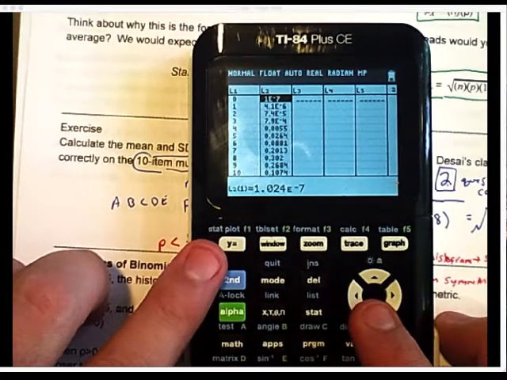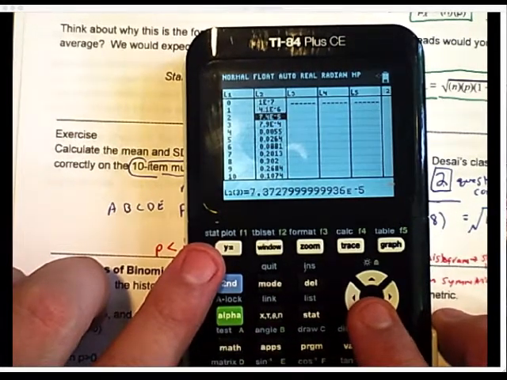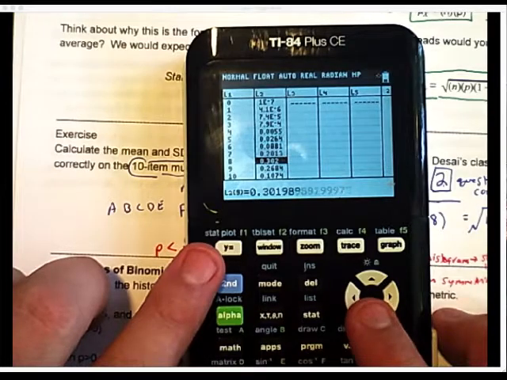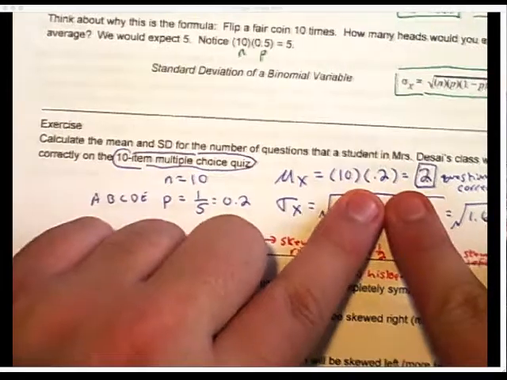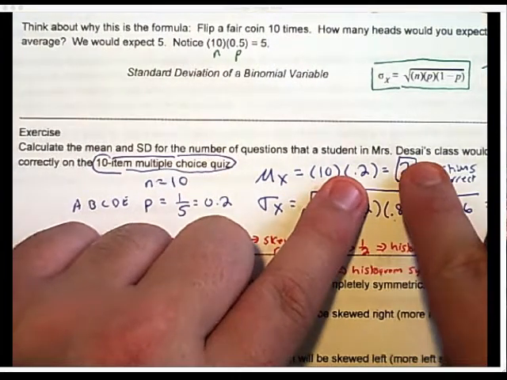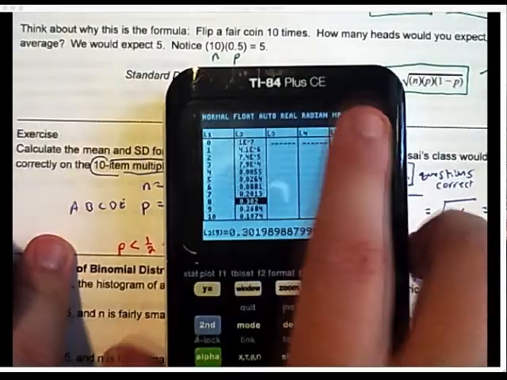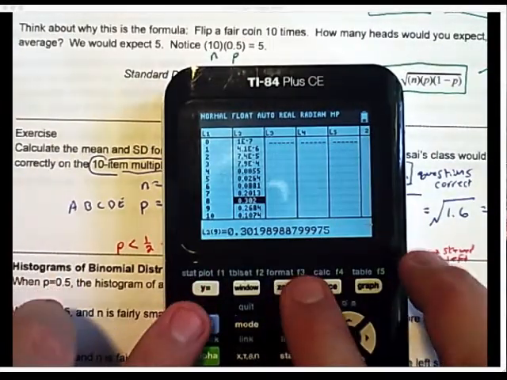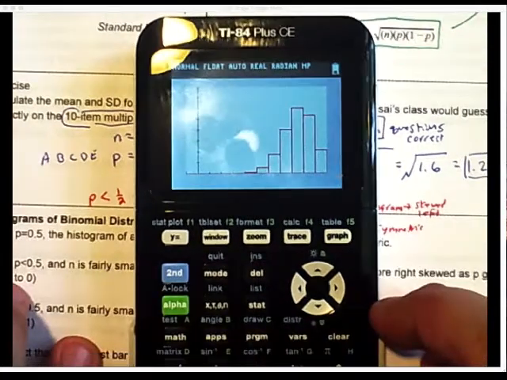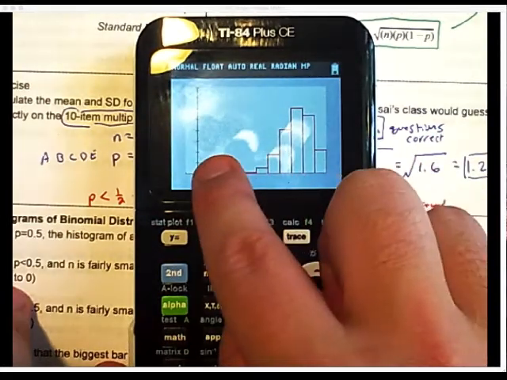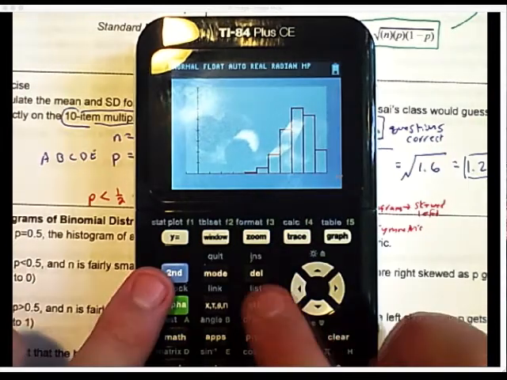All right. Now, if p was 4/5, look at all these numbers. Now the biggest would be at 8. Because if I change this, 4/5 would be 0.8, so the mean would be 8. We would expect most people on average to get 8 right. All right, now if I did the histogram again, look at how that changed the histogram. Now it's skewed left.